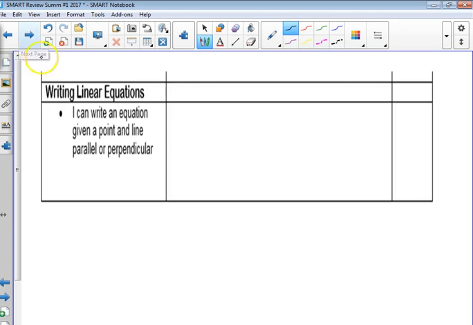Okay, I can write an equation given a point and a line that's either parallel or perpendicular. We did that on worksheet 4B was assigned. We practiced it on worksheet 2B. 4B has more practice probably too because you only did the evens, yes? You did the odds. Okay. And I don't remember what you did. Anyway, you can go back and do the other one.